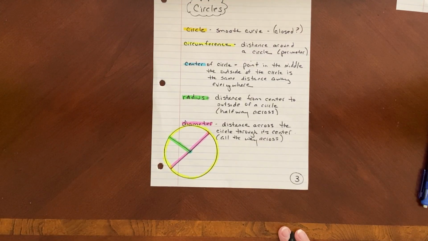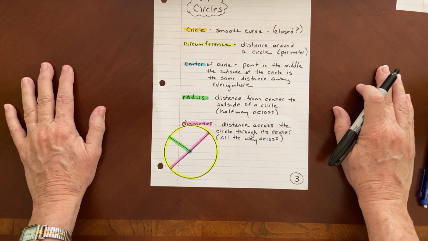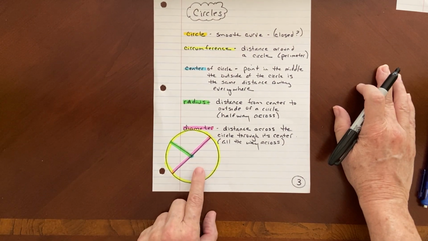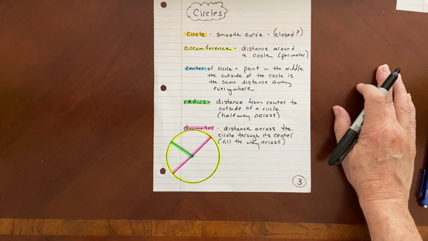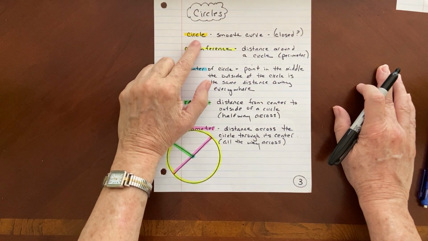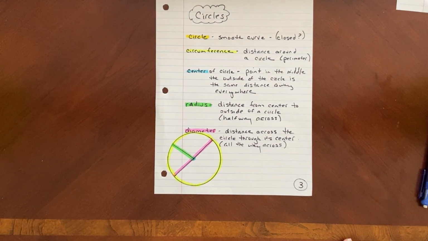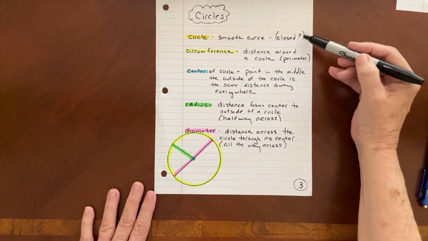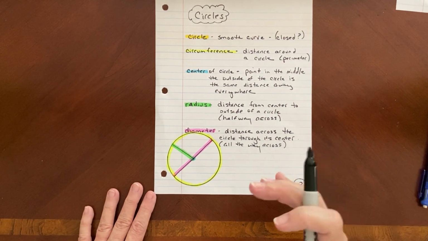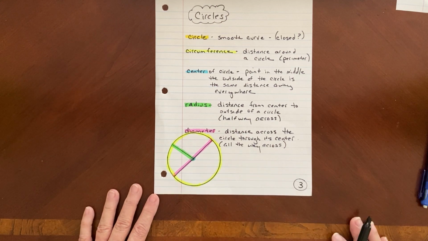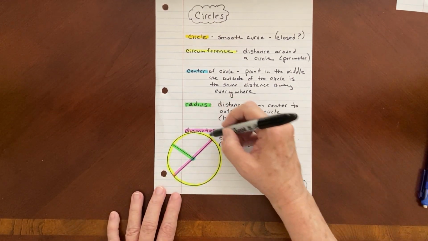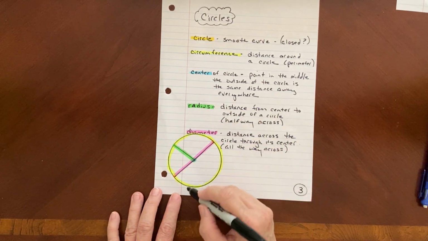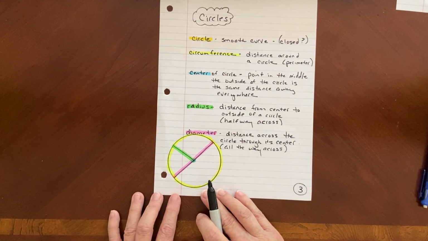Okay, this last little bit is a lot of definitions. So I've drawn the best I could a circle with some of these things in there. You probably know some of these. They said the definition of circle is a smooth curve. I think it ought to say a closed smooth curve. Maybe I'm wrong about that, but that would be my definition. It's closed. There's no gaps in a circle. The circumference is the distance around the circle. It's the perimeter of the circle. So that yellow is the circumference.